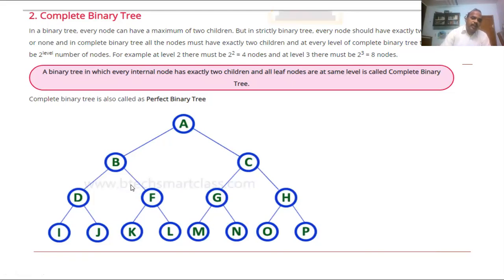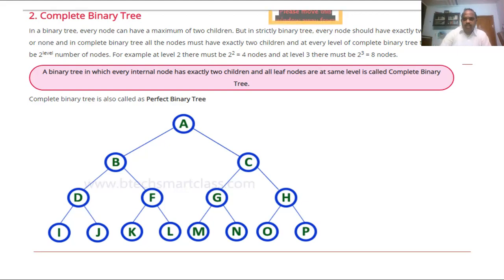This is called a complete binary tree. D has two children, F has two children, G has two children, H has two children. A complete binary tree is also a binary tree. In a binary tree, every node can have a maximum of two children. In a strictly binary tree, every node should have exactly two children or none. And in a complete binary tree, all the nodes must have exactly two children.